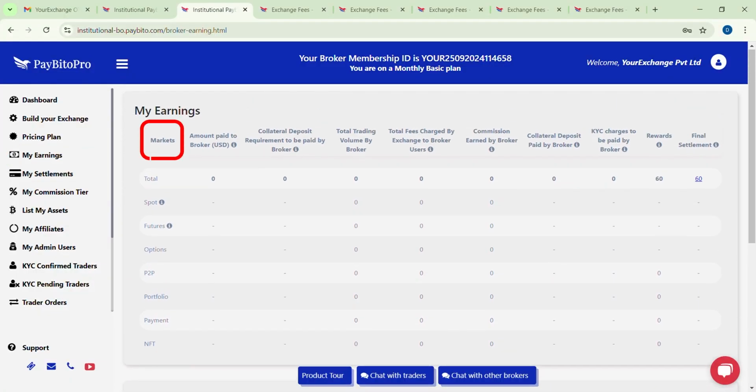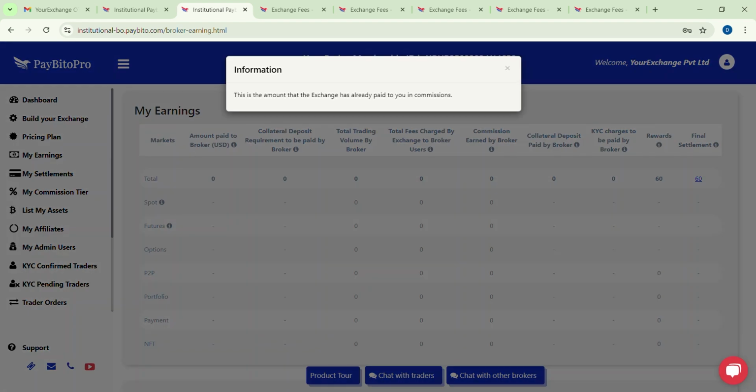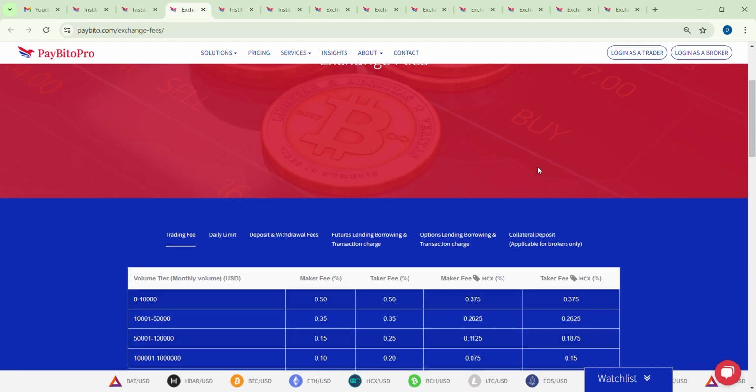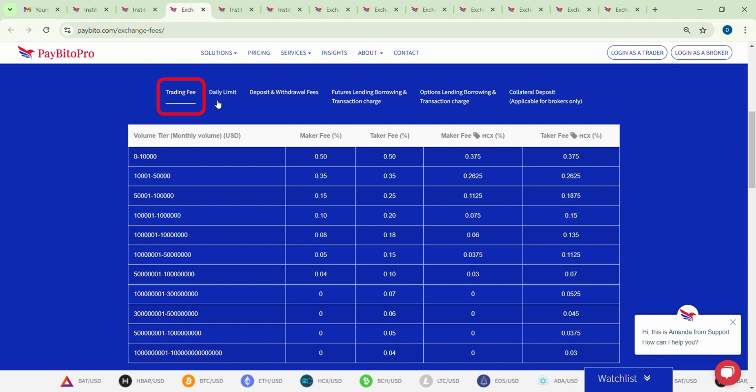These are the markets. This is the amount the exchange has already paid you in commissions. This is the collateral deposit requirement to be paid by the broker. You can click here to check Paybito Pro trading fees. These are the trading fees.